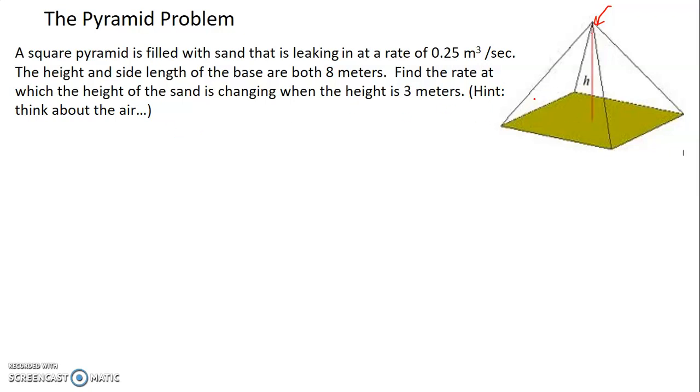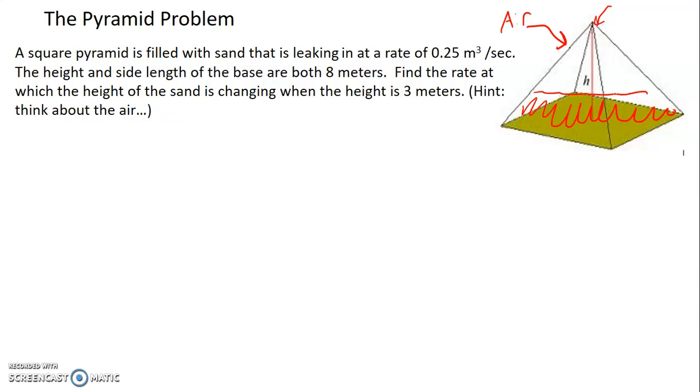Because as the sand is filling up, let's say that it's filled up to 3 meters, we don't have a shape that we can easily take the volume of. We don't have a formula for a truncated pyramid, or a pyramid with the top chopped off. There's not an easy formula for that. So what we want to do is think about the air, because the air still has the shape of a pyramid. And whatever rate the sand is rising is the same rate that the height of the air is shrinking.